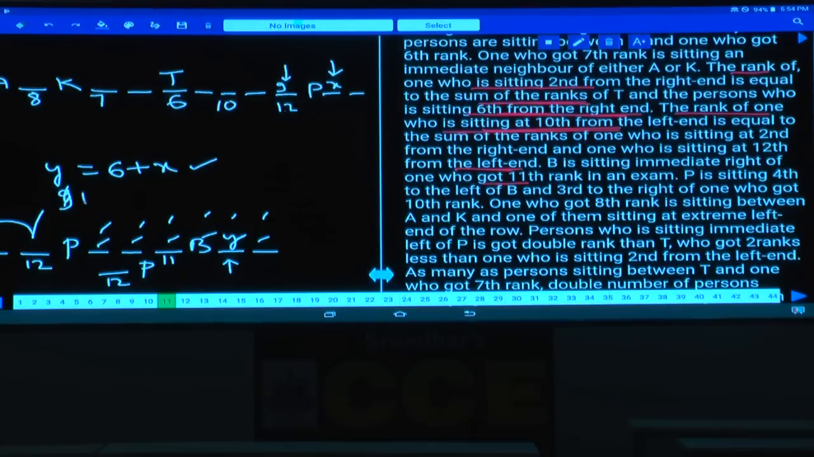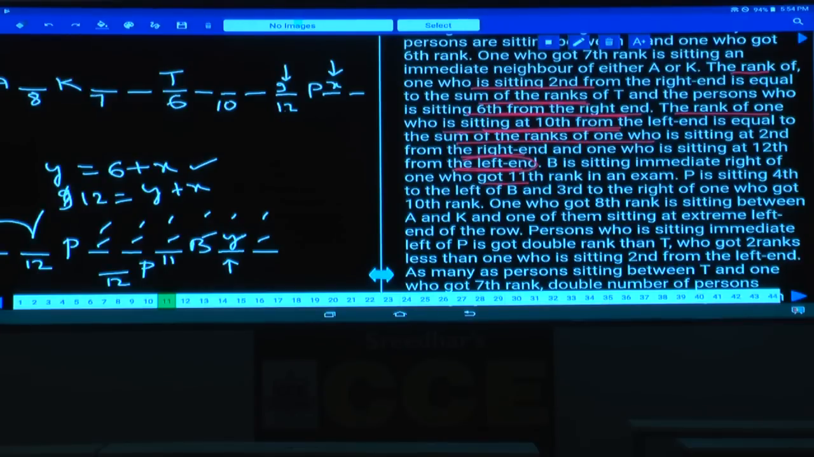The 12th ranker. Now this 12th ranker is equal to the sum of the ranks of the one who is seated second from the right hand and the one who is seated 12th from the left hand. Second from the right hand, who is that person? Y. And 12th from the left hand, who is that? X. Y plus X, isn't it? Hence, the rank of this 12th is equal to Y plus X.